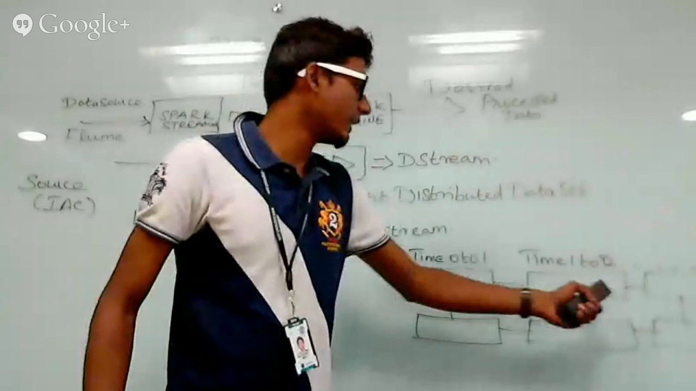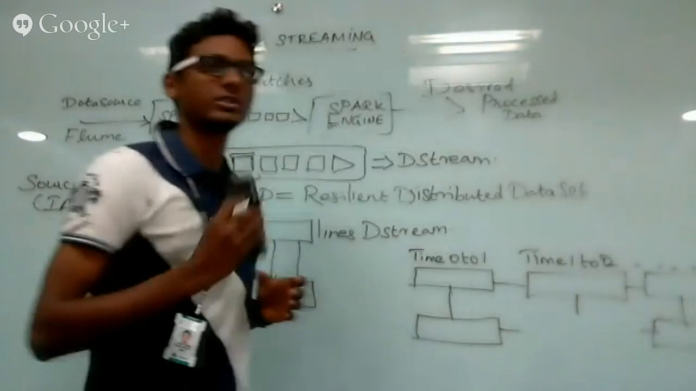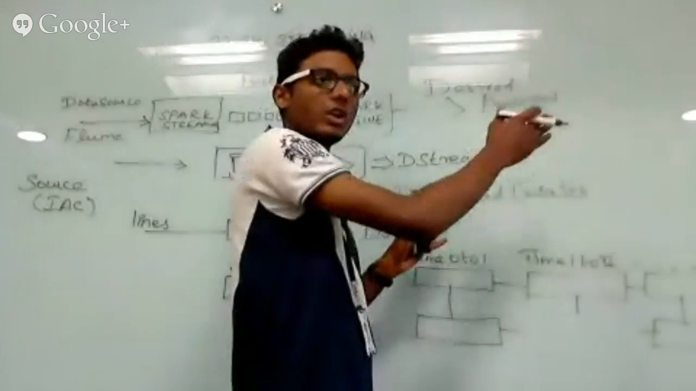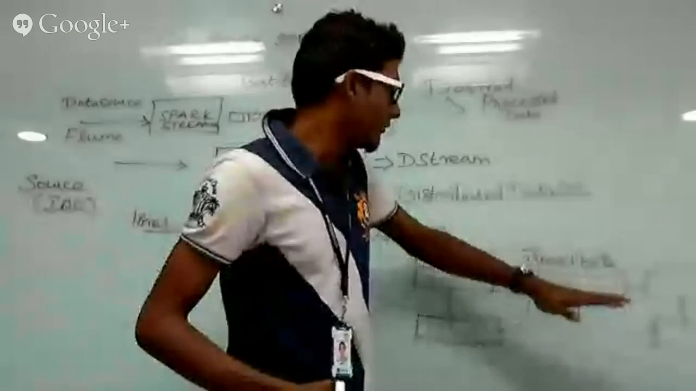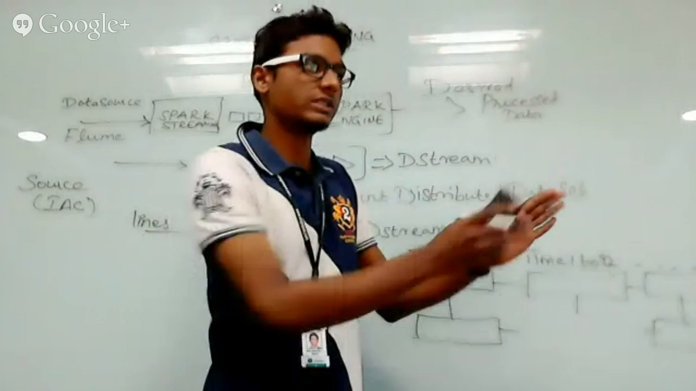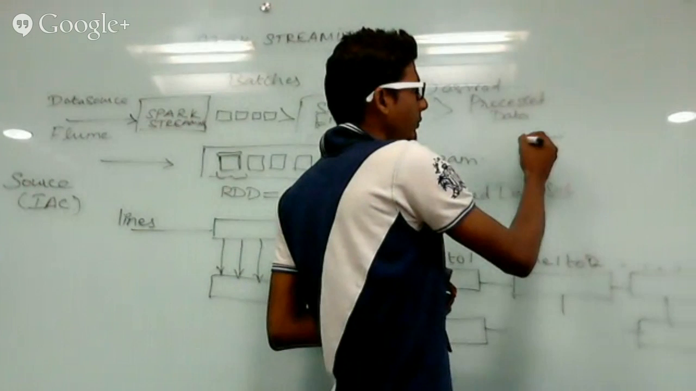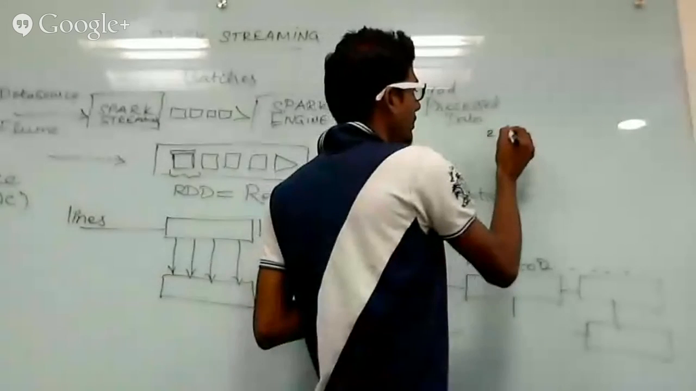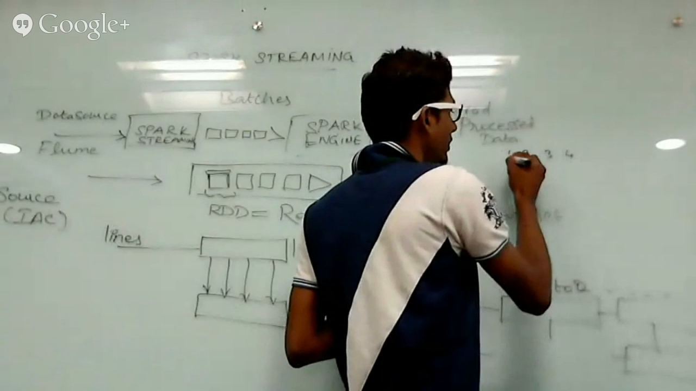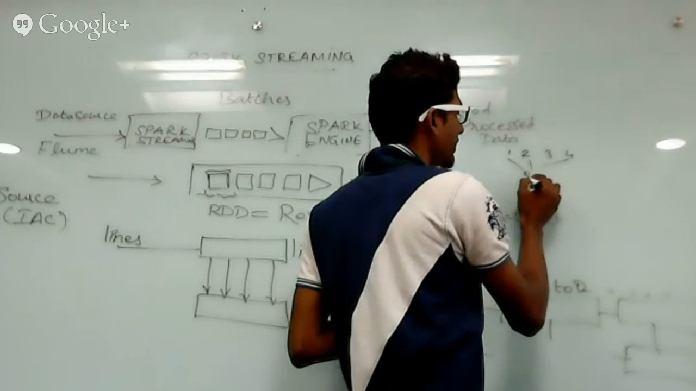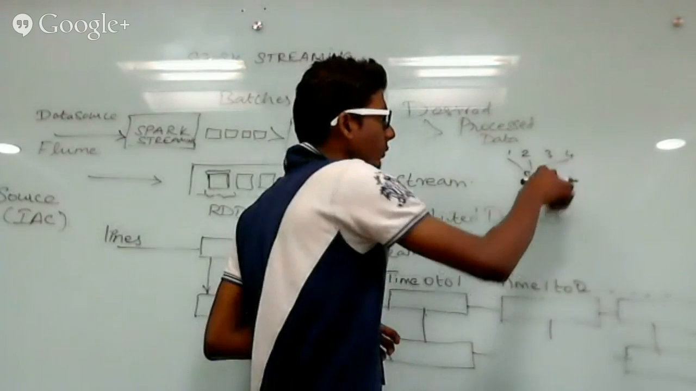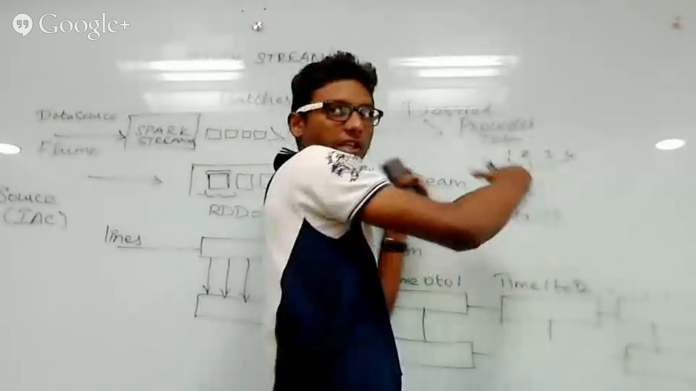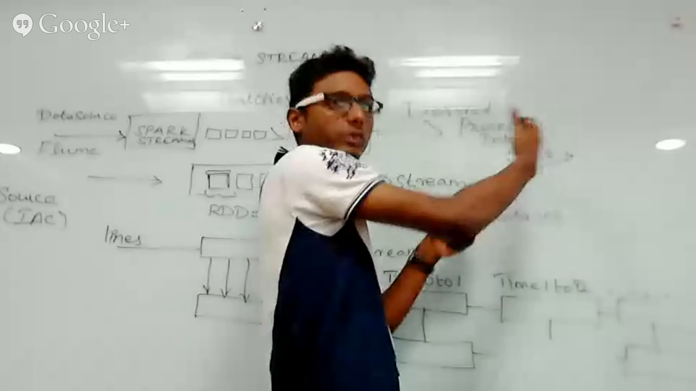In case this particular D stream is lost, it is obtained from this one, right? In conventional Hadoop MapReduce, for example, out of 4 files you derive another 2 files, say 5 and 6, from files 1, 2, 3 and 4. When one particular file is lost, you need to go again from the beginning. You need to use all the 4 files and compute again, and only then will you be able to obtain your 5th and 6th file.